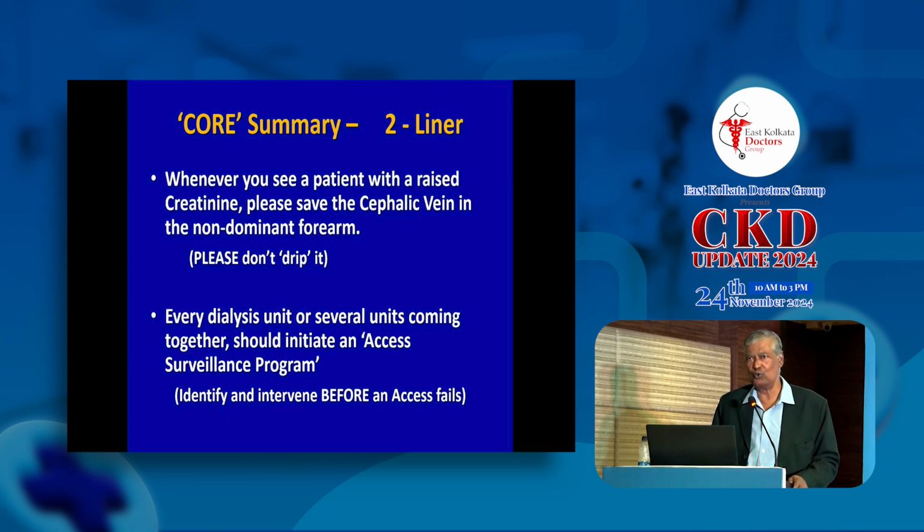I was asked to end with a 2-liner course summary. My course summary to all of you is, whenever you see a patient with a raised creatinine, even in an acute setting, please ask your juniors to save the cephalic vein in the non-dominant forearm. Don't drip it. And every dialysis unit or several units should be coming together and initiate an access surveillance program, identify and intervene before an access fails.